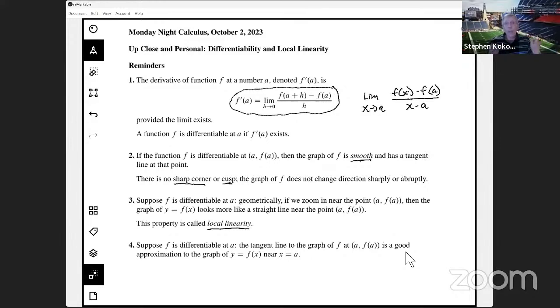So, okay, what does that really mean? If we have local linearity, if we have differentiability at a value a, well, then that means, think about this visually, that the tangent line to the graph of f at that point is really a pretty good approximation near a. If near that point the graph looks like a tangent line, looks like a straight line, the tangent line ought to be a good approximation.